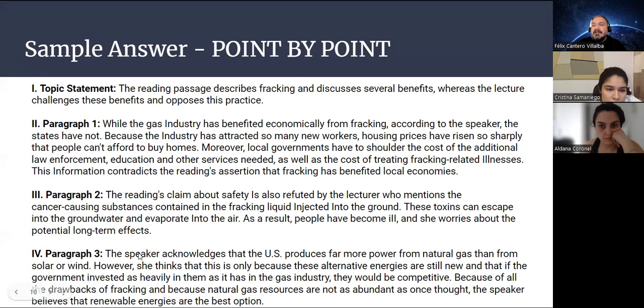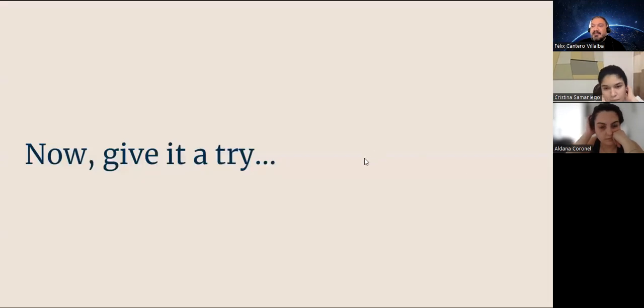Okay, then paragraph 3 again starts with the information from the reading, but then it all goes into the lecture content. Remember, lecture is la conferencia, la charla magistral, and reading is la lectura. Lecture is our false friend there. So this is the point-by-point answer.